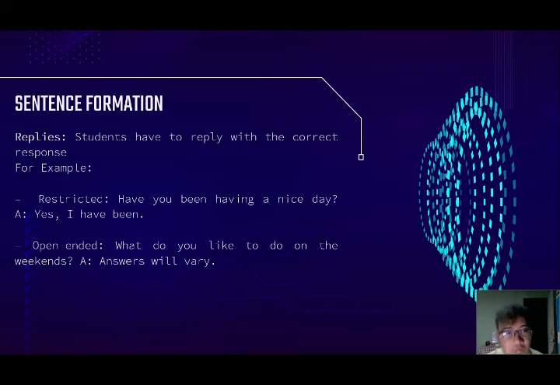Then we have another technique, which is the reply. Students will have to reply with the correct response. For example, for the restricted, have you been having a nice day? Their answer, yes, I have been. So there is a specified answer for this one. Then we also have an open-ended one. What do you like to do on the weekends? So answers will vary. It offers a more personal response for the open-ended.